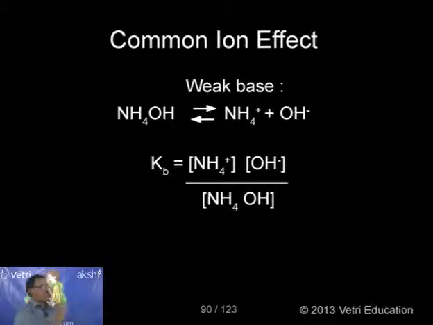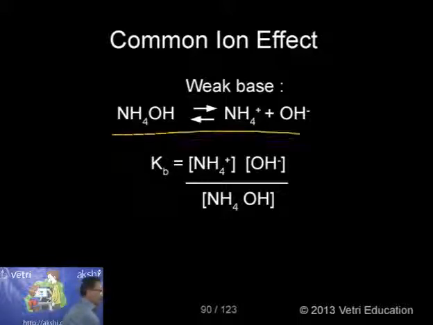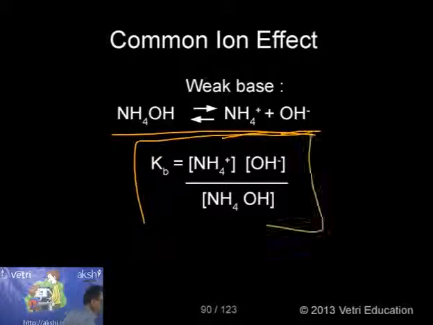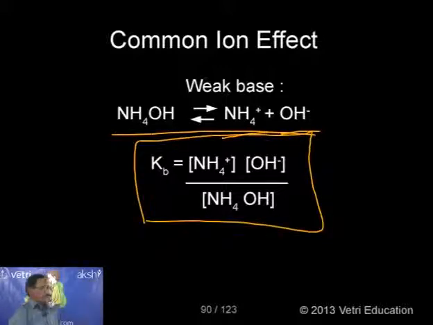Common ion effect, I can explain with the weak base. Kindly follow. Weak base ammonium hydroxide undergoes partial ionization, that is, into ammonium ion and OH minus. Majority of the ammonium hydroxide is unionized. So there is an equilibrium between ammonium hydroxide and ammonium plus and OH minus. For this particular weak electrolyte, according to the law of mass action, Kb equals NH4 plus into OH minus divided by NH4OH. Can you follow me?